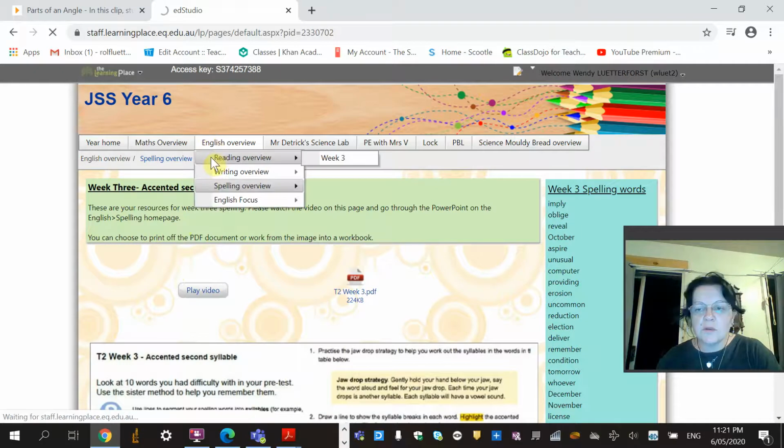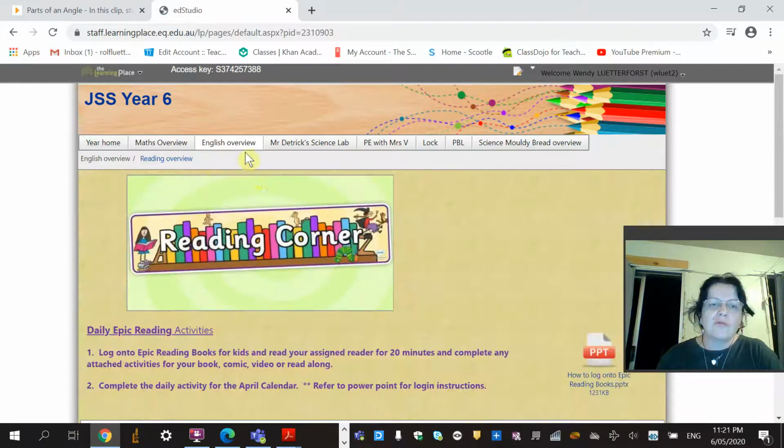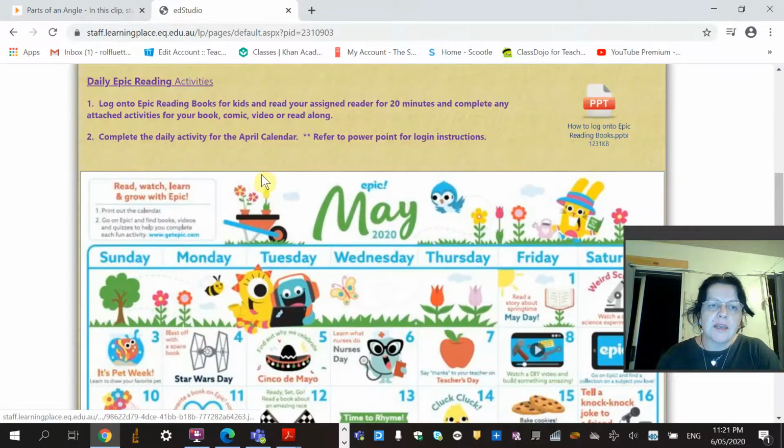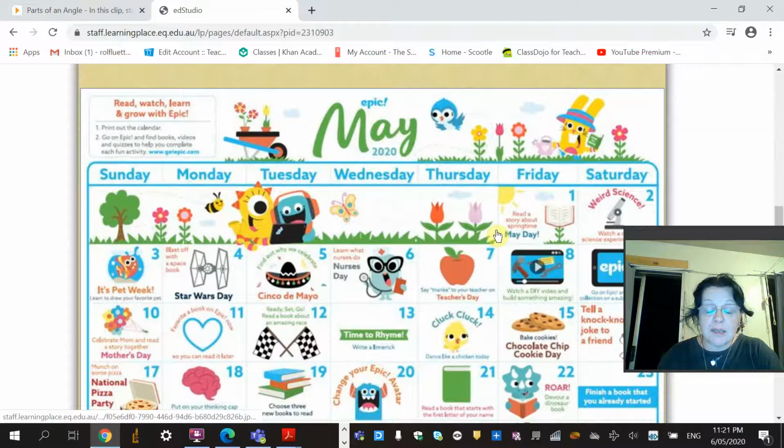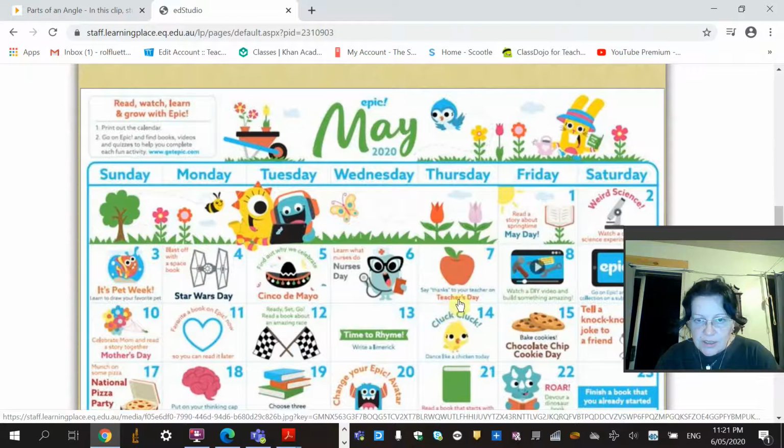I'll just draw your attention, as I always do, to the reading corner on EdStudio for epic reading activities, which is the website. This PowerPoint very quickly shows you how to get onto it if you haven't done it yet. 20 minutes a day, just write down what you're reading and send it as a journal, and you'll get extra stars for it. So today is the 7th, and if we have a look at the activity for today, it's actually Teacher's Day. You don't have to worry about saying thank you. I'd prefer it if you got on and actually read something for 20 minutes and let me know. That would make me happy.